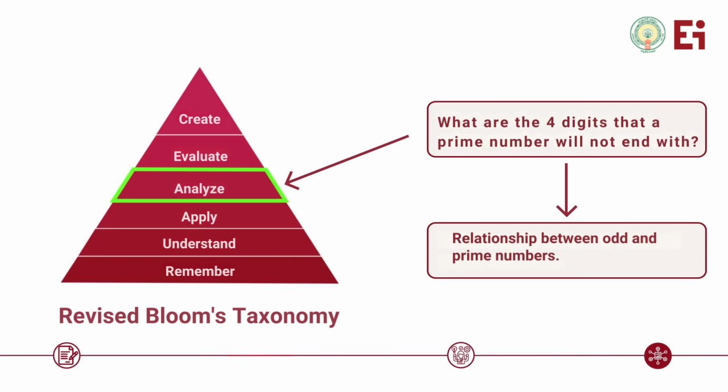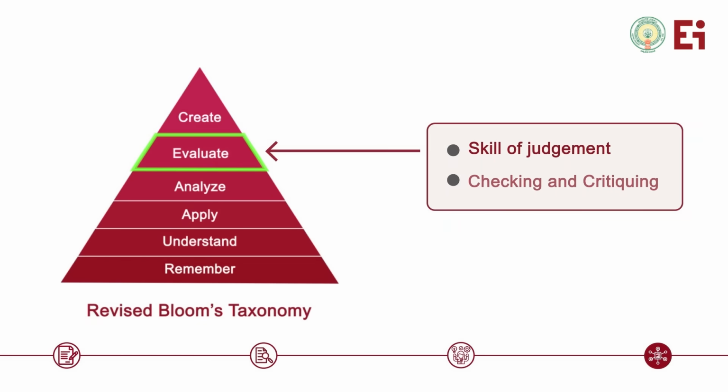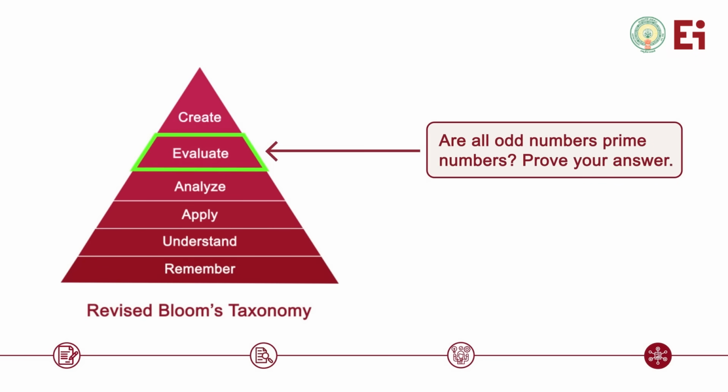What are the 4 digits that a prime number will never end with? Do note that this question asks for the relationship between odd numbers and prime numbers. It is testing the connection between an idea within the concept, with the concept as a whole. The next level is evaluate, the skill of making judgment. Checking and critiquing has also been termed as evaluate in the taxonomy. The skill of evaluating something goes beyond analyzing and asks to make a judgment call.